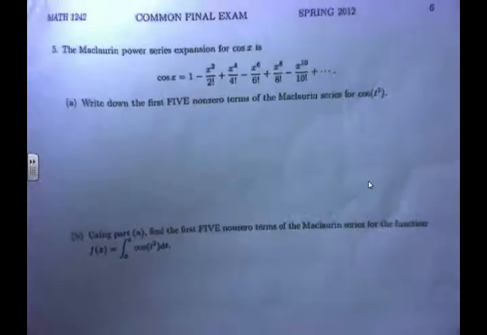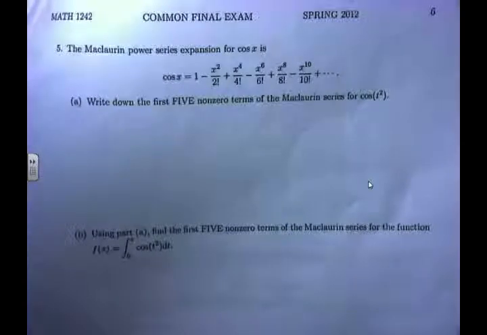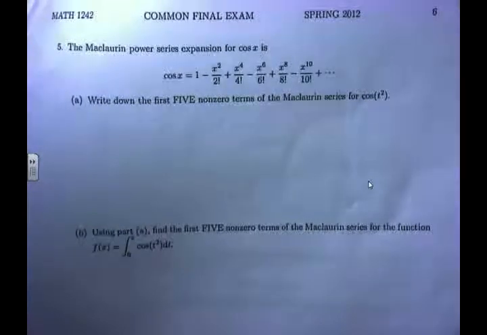All right, so, says this here, the Maclaurin series, let me blow it up so you guys can see it in the back a little bit. There we go. The Maclaurin power series expansion for the cosine of x is this. Cosine of x equals 1 minus x squared over 2 factorial plus x to the 4th over 4 factorial minus x to the 6th over 6 factorial, yada, yada, yada. Write down the first 5 non-zero terms for the Maclaurin series for the cosine of 2x.